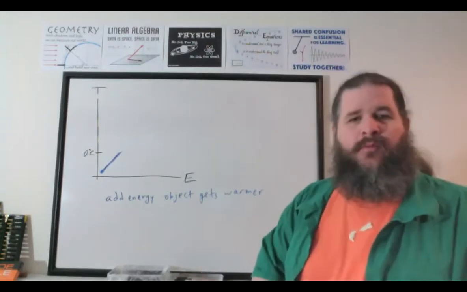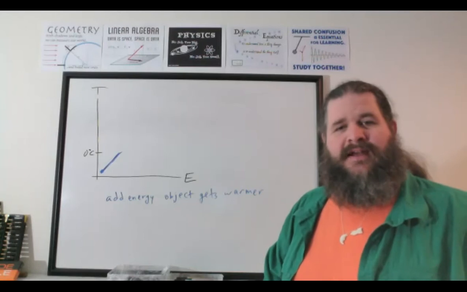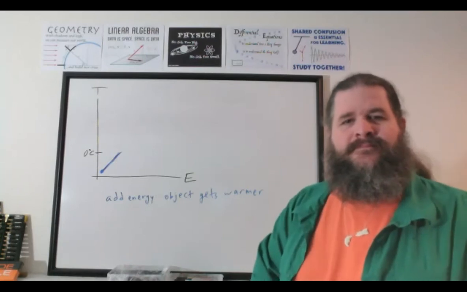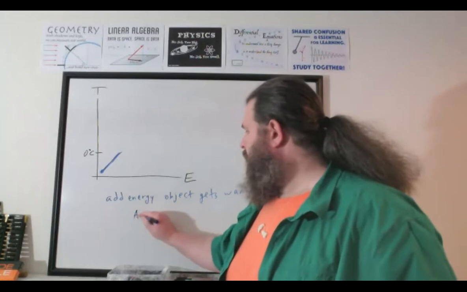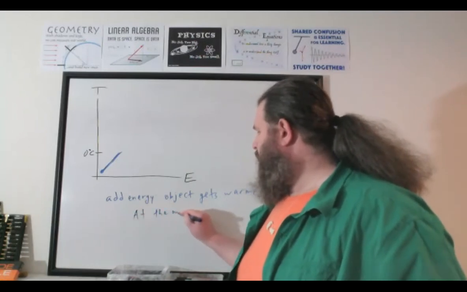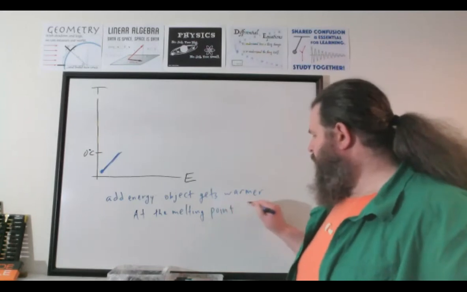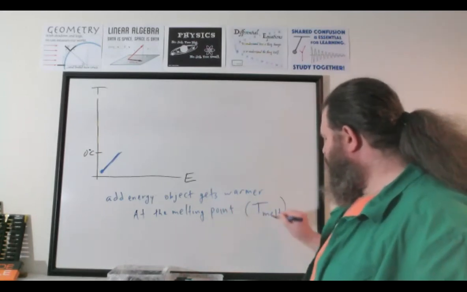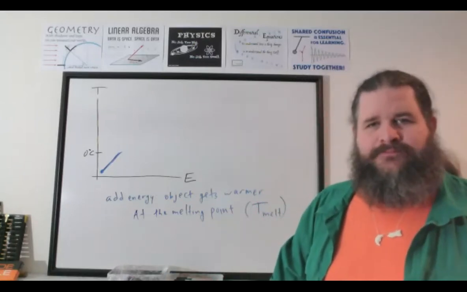At 0 degrees Celsius, adding energy doesn't make it warm up anymore. Instead, once it reaches 0 degrees and you add more energy, what's going to happen? Right, it's going to melt. It's going to go through this phase change at the melting point, which we usually write as T sub melt. For H2O, that's 0 degrees Celsius or 273 Kelvin.